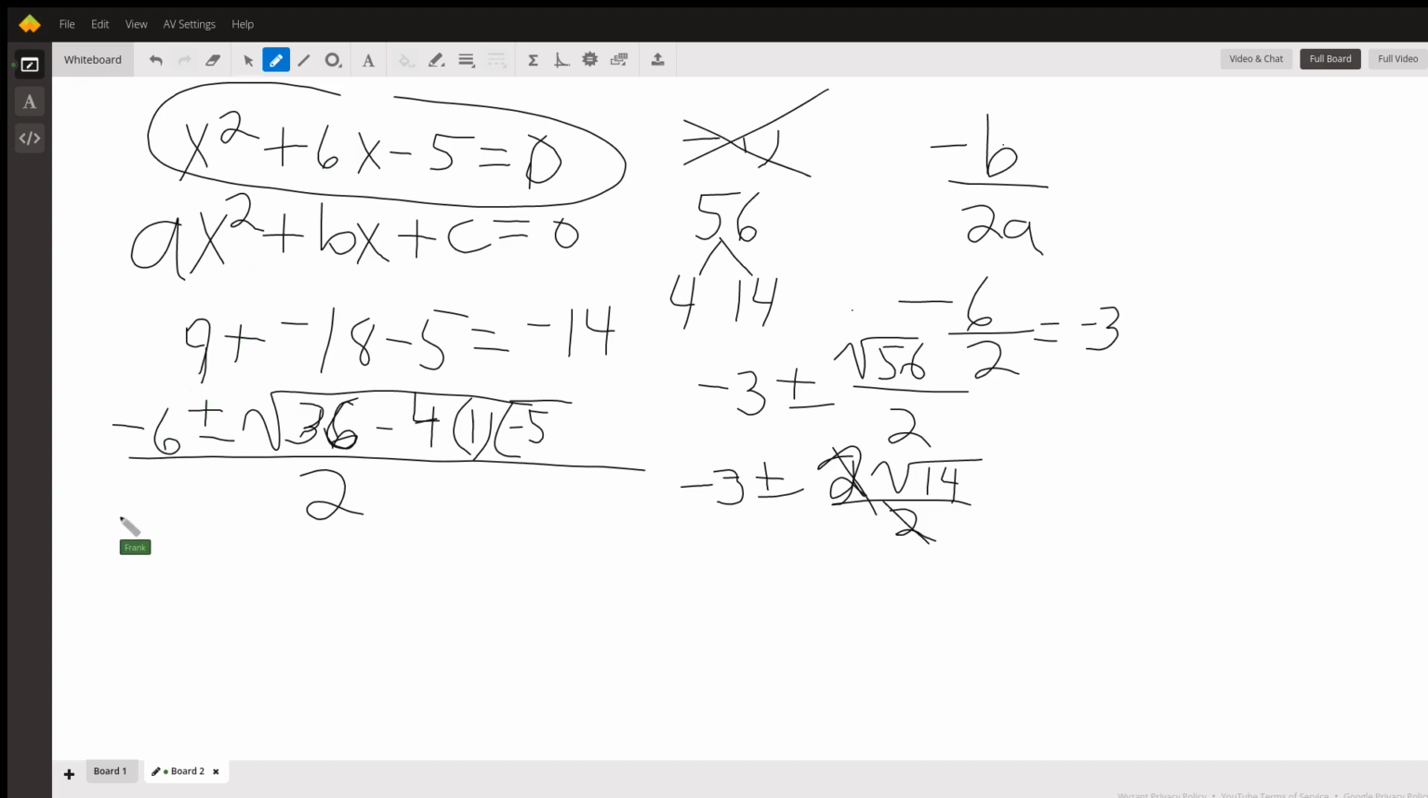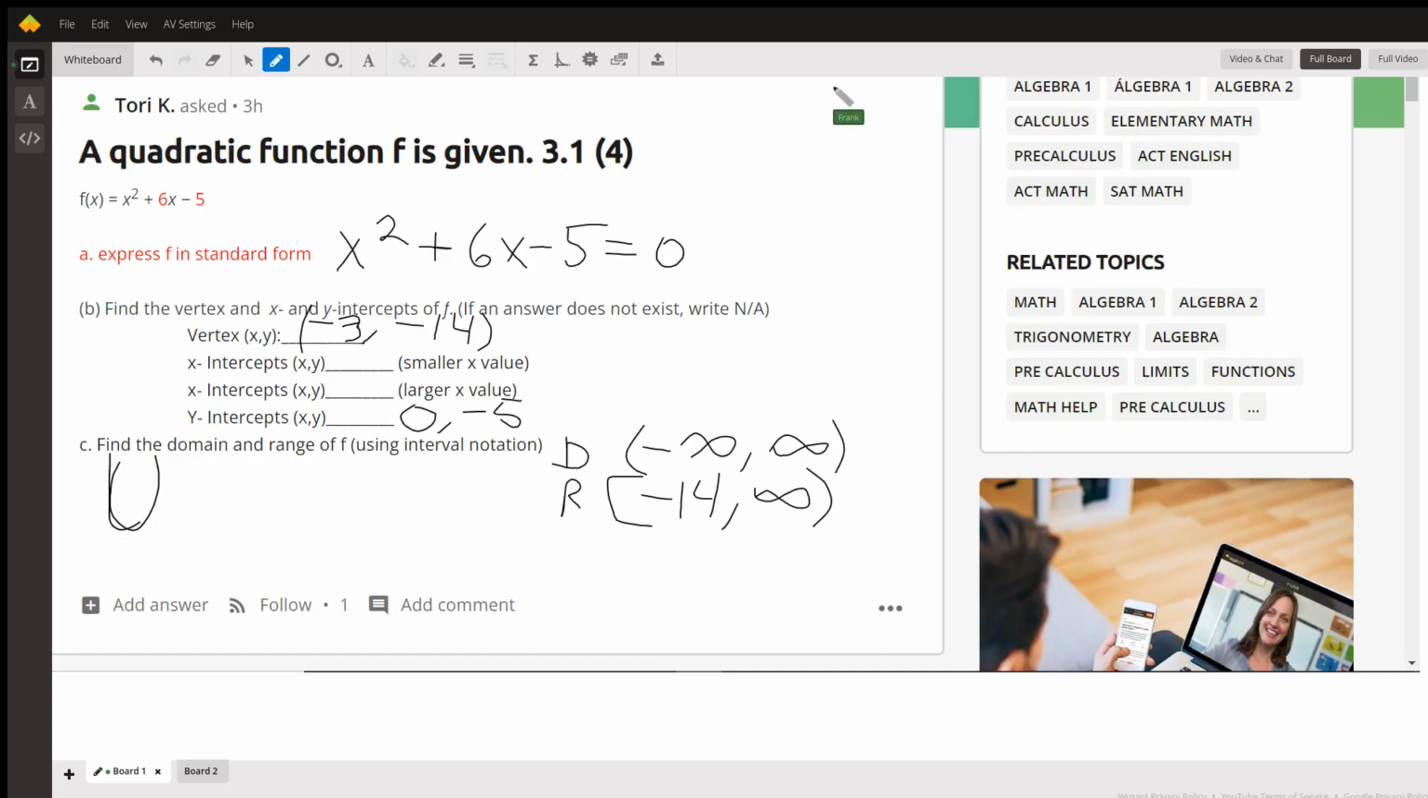And the y-coordinate is going to be 0. So I'll write those in. Negative 3 minus the square root of 14, 0, and negative 3 plus the square root of 14, comma, 0. And I think I've answered all of their questions. They should be satisfied now.